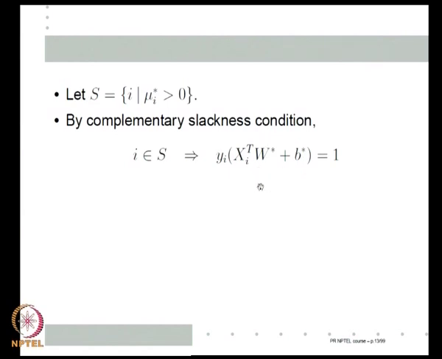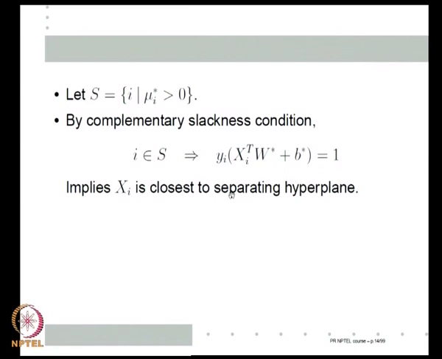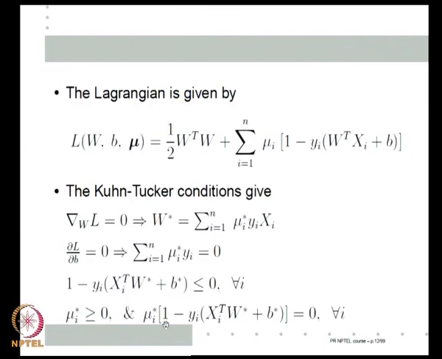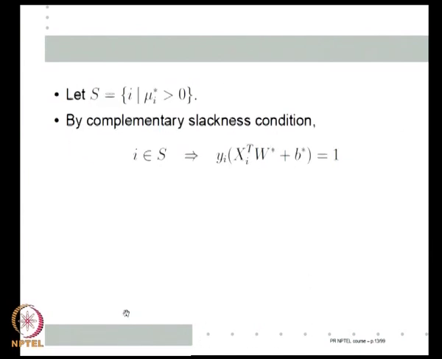This means that x i is on the hyperplane w star transpose x plus b equal to plus 1 or minus 1, depending on whether y is plus 1 or minus 1. So, it is on one of the two parallel hyperplanes, which means that x i is a pattern that is closest to the separating hyperplane. So, the x i corresponding to the non-zero Lagrange multipliers are the training patterns which are closest to the separating hyperplane. The complementary slackness says that if mu i star is greater than 0, then this has to be 0.